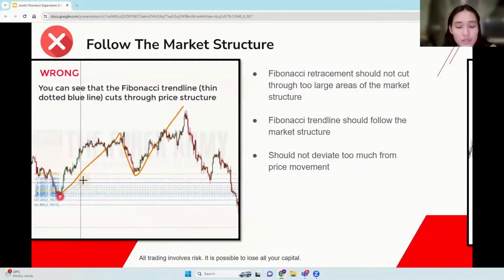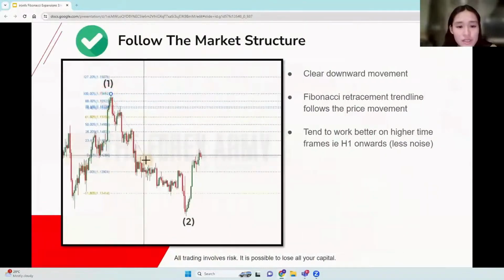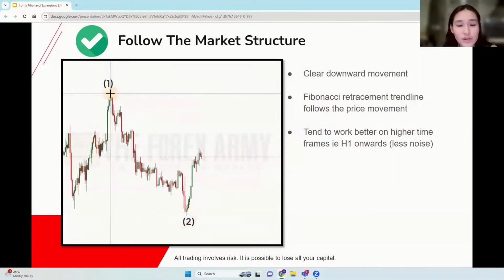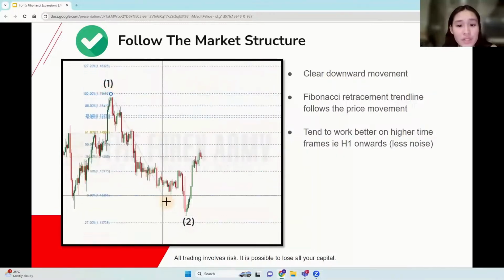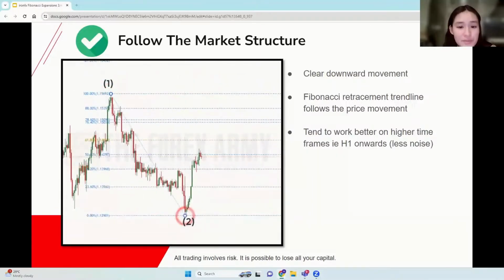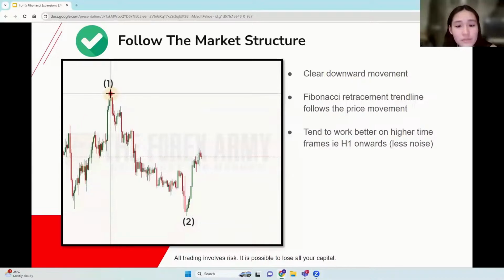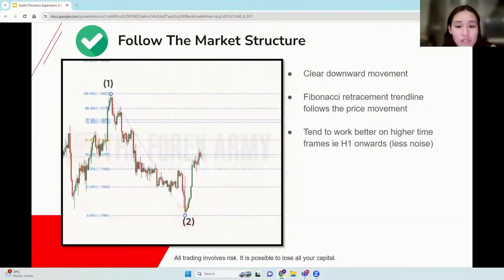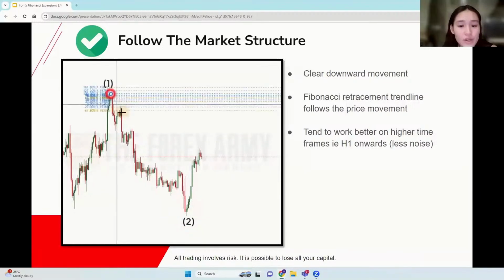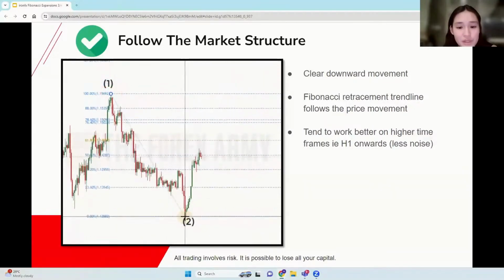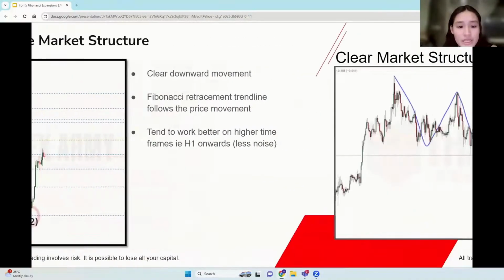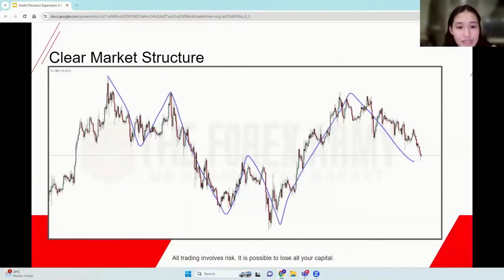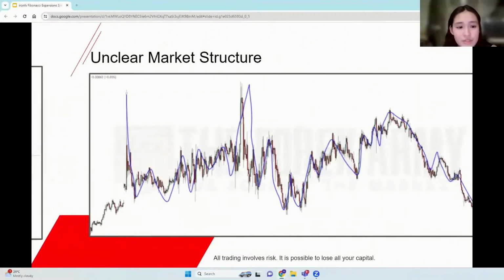Okay, so what you should do is, like in this example here, where we're following the clear downward movement of the trend, and the Fibonacci retracement trend line follows the price movement. And this tends to work better on higher time frames, so H1, H4, daily, weekly, depending on your trading strategy. Okay, again, here's an example of a clear market structure. And this is an example of an unclear market structure.